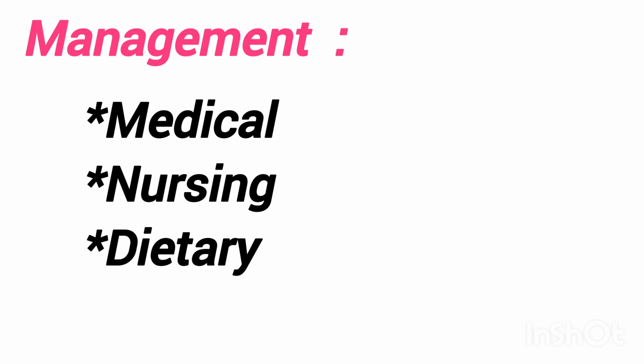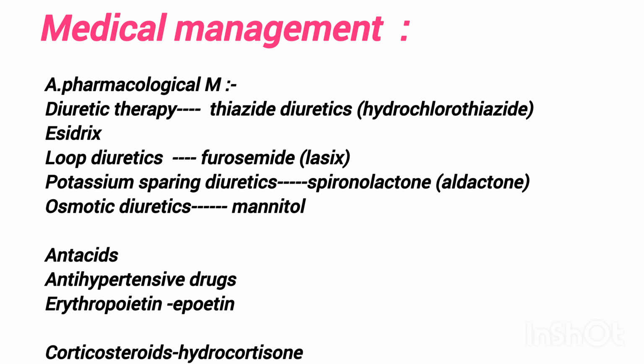Now we will talk about the management. How are we going to manage the patient with acute renal failure? We will consider three things: medical management, nursing management and dietary management. We will see them one by one. The first one is the medical management. Under this we will see the pharmacological management.